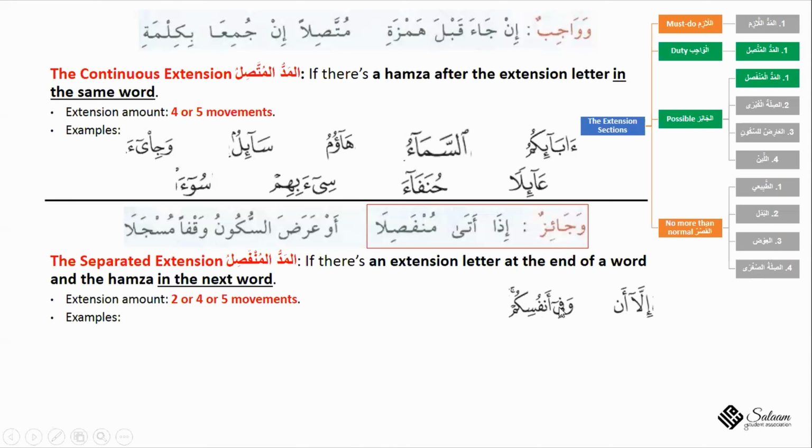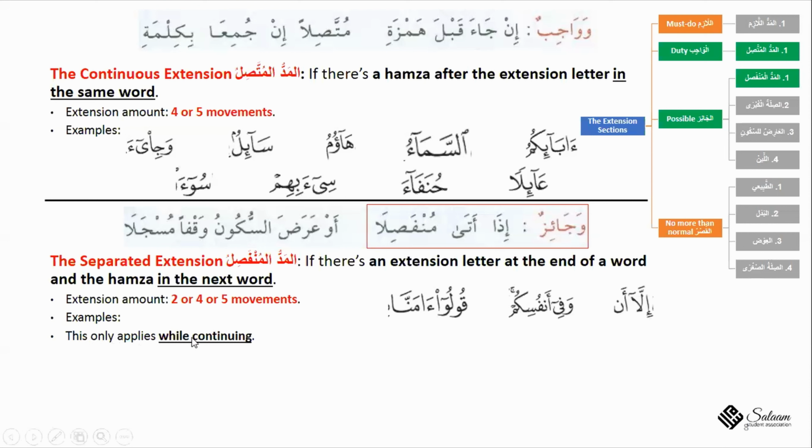وَفِي أَنفُسِكُمْ. What I did now, I did four movements. وَفِي أَنفُسِكُمْ. But if I want to do two movements, I will say وَفِي أَنفُسِكُمْ. I will not do more than normal extension here, because it's possible when we have الْمَدُّ الْمُنْفَصِل, the separated extension. When we have an extension letter and the hamza in the next word, not in the same word, we can just neglect this sign and say the normal extension. This is an option in this case.